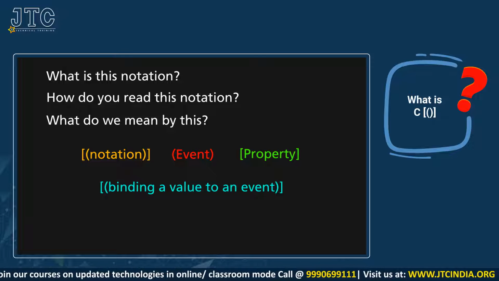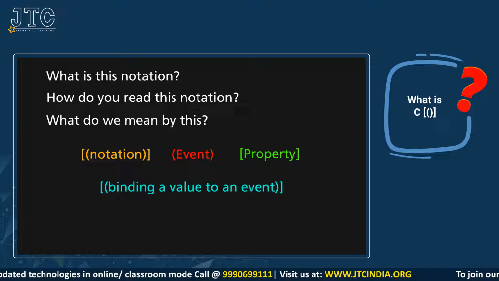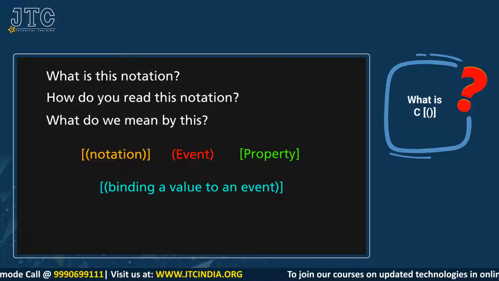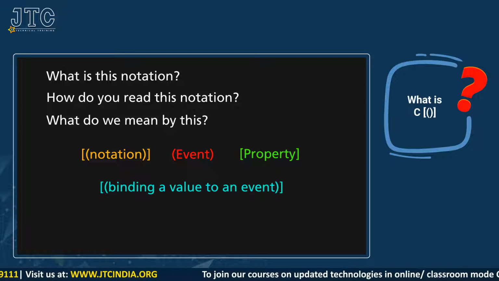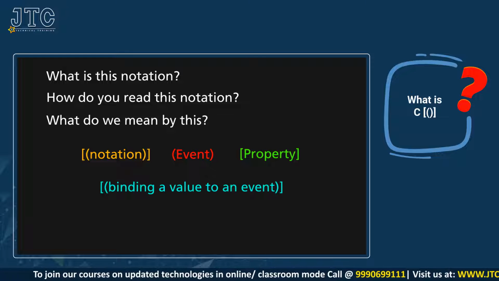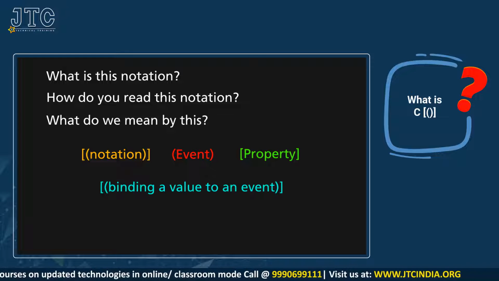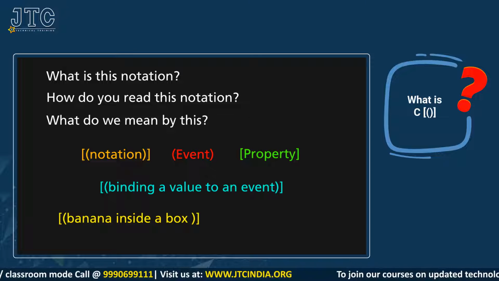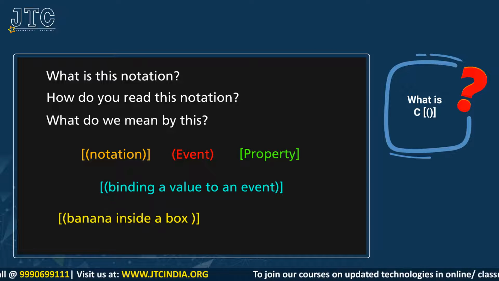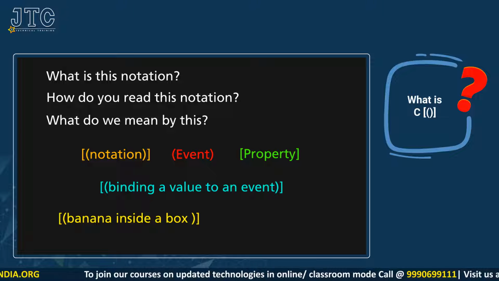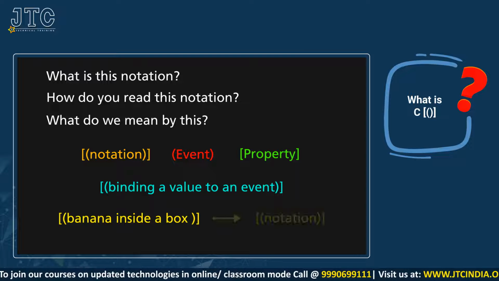Why this normal bracket? Because we are also binding internally an event. What is the event? On change. So whenever someone changes something on that particular input box, Angular gets to know that something has changed and now it has to reflect it back to the component. So this banana inside a box is a sort of attribute binding as well as some event binding combined into one single notation.